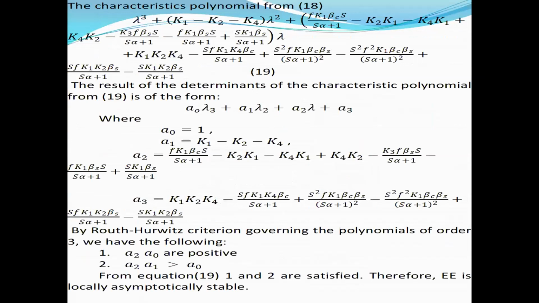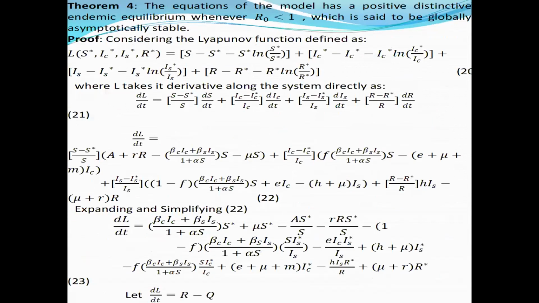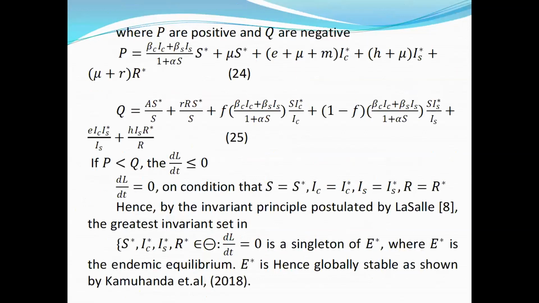And for the Routh-Hurwitz criterion, these are the rules that govern it. We already stated it. Then the endemic equilibrium, we also show it by taking the derivatives of each equation of the system of differential equations that resulted from the model we viewed. And using Kamunda et al. 2018 method, it was shown that our endemic equilibrium is globally stable.